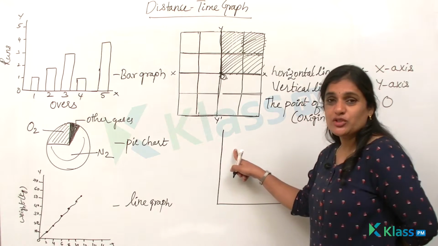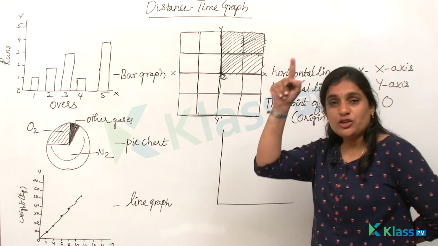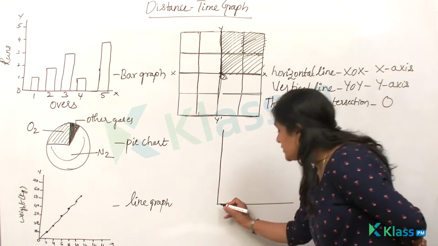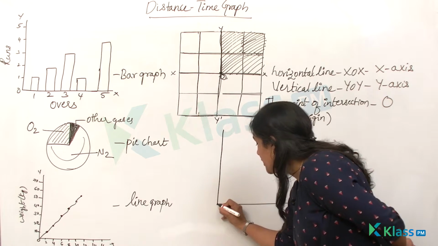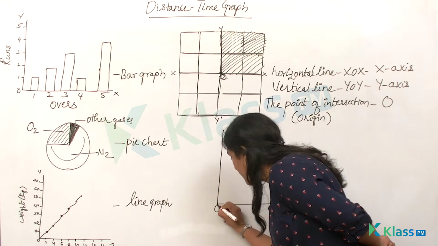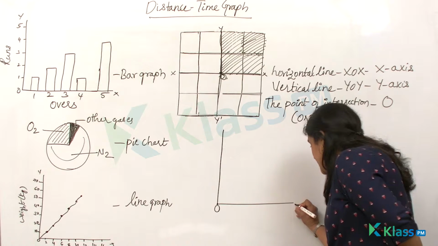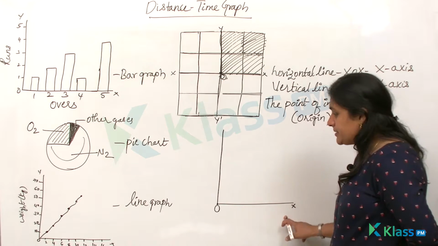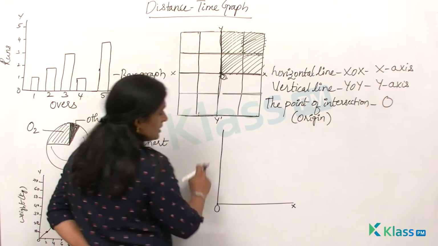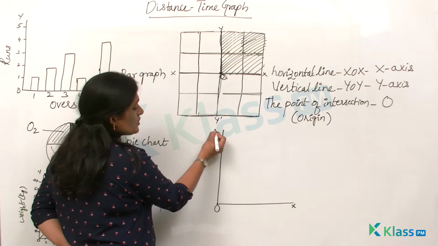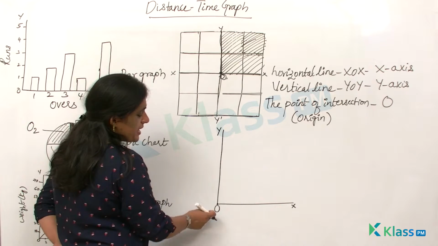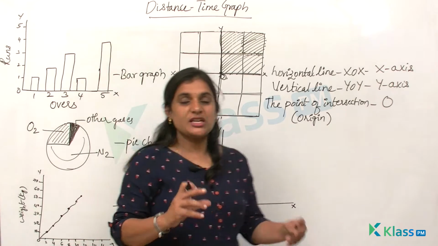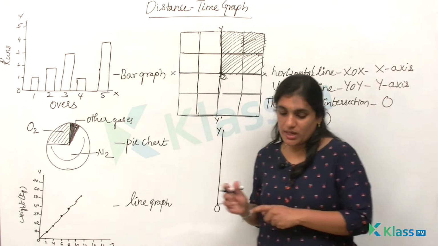The first thing you have to do is take a graph sheet and draw two perpendicular lines, and mark the point of intersection as O. Mark the horizontal axis as X axis, which is OX, and mark the vertical line as Y axis or OY. So you have taken OX axis and OY axis.